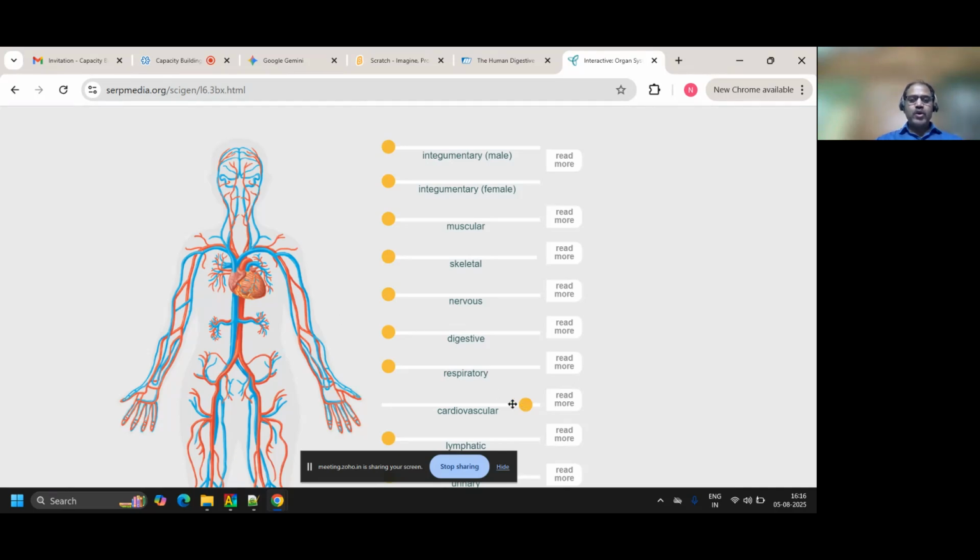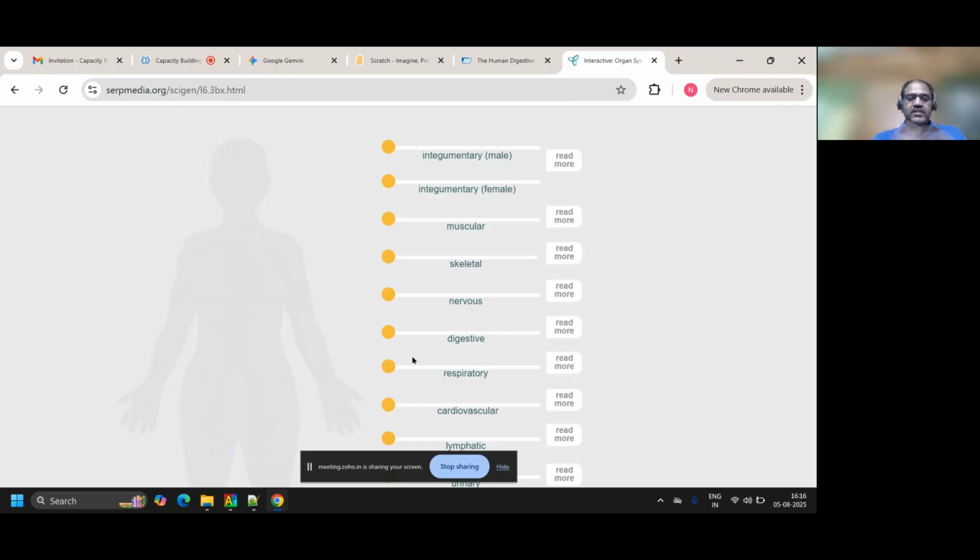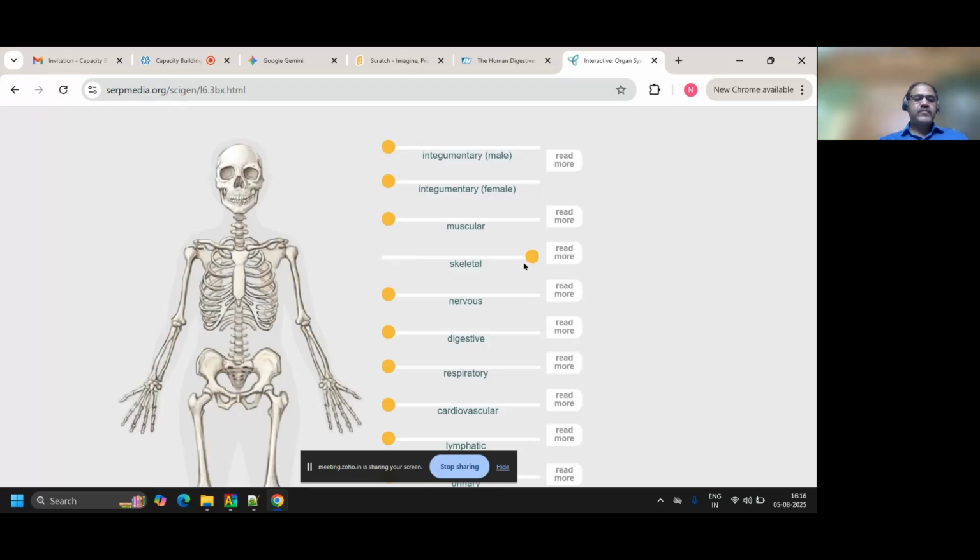Not just one system, because we have the digestive system. I want to show the skeletal system, all the bones: how the bones are located, where they are located, and what the size of the bones will be. So I can show the ilium, ischium, radius, ulna, and then the rib cage, collar bones, the lumbar, thigh bone, everything we will be in a position to show.